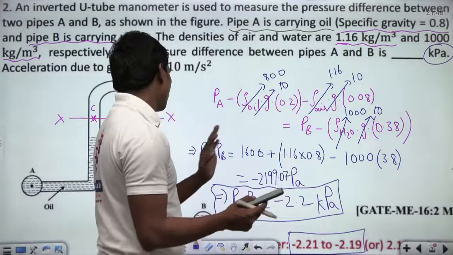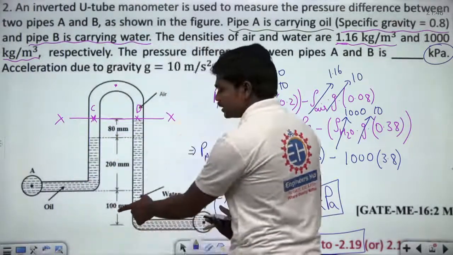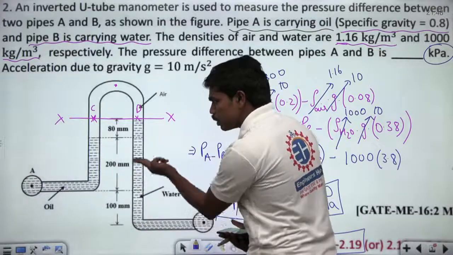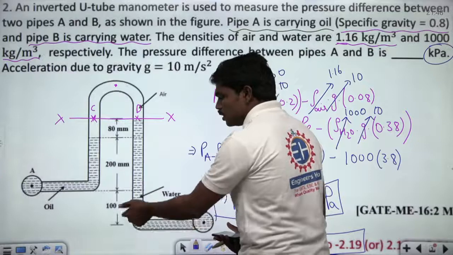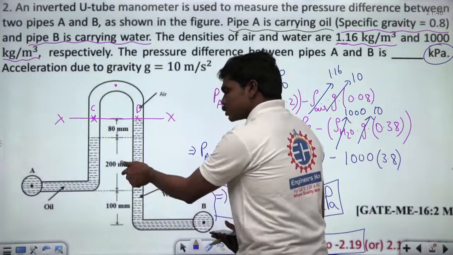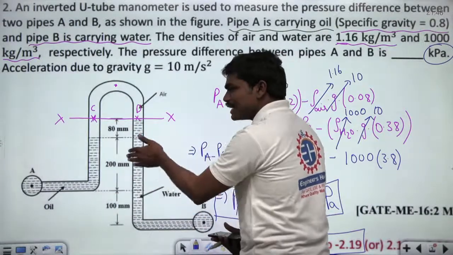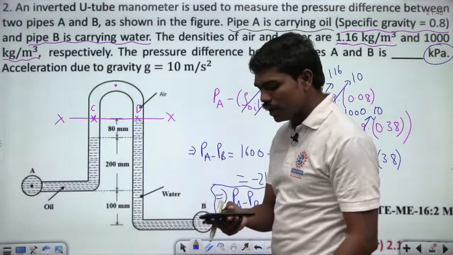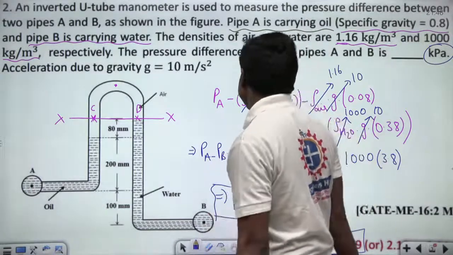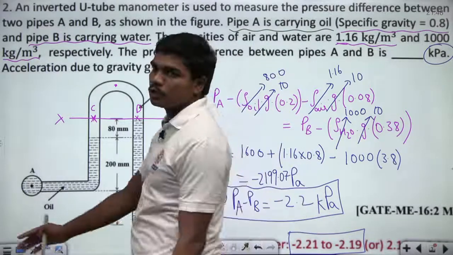So how did we get 0.38? Look, this is 100, this is 200, because this is a continuous water column from this section to this horizontal section. So 100 mm plus 200 mm plus 80, total 380 mm. So 380 mm corresponds to 0.38 meters. Okay, Rahul, so that's how I have multiplied 0.38 here. So the value is minus 2.2 kilopascals.